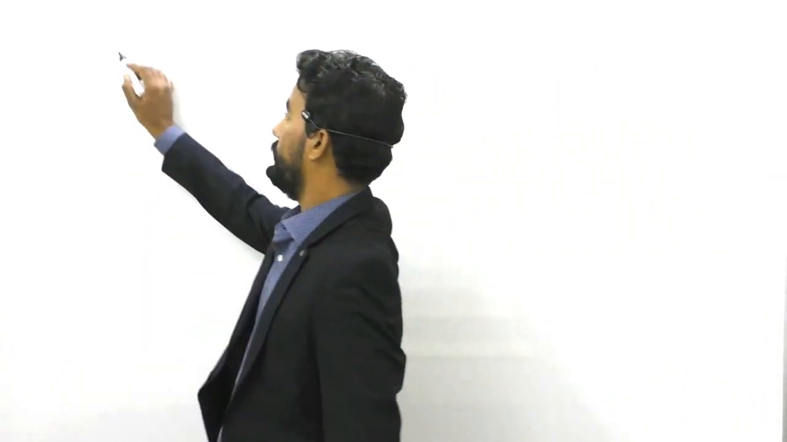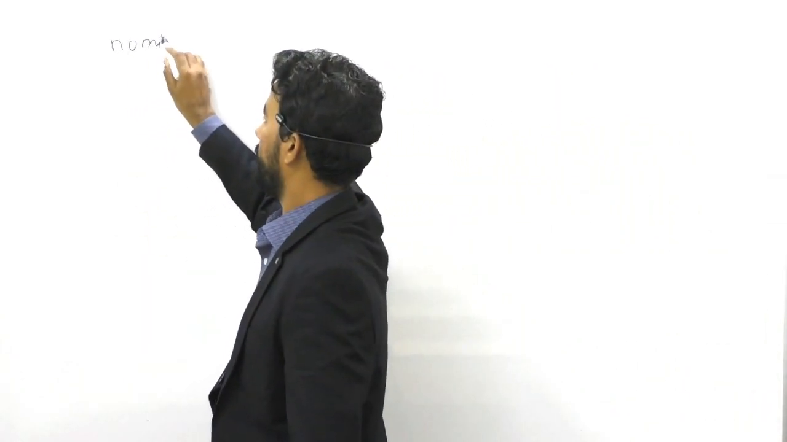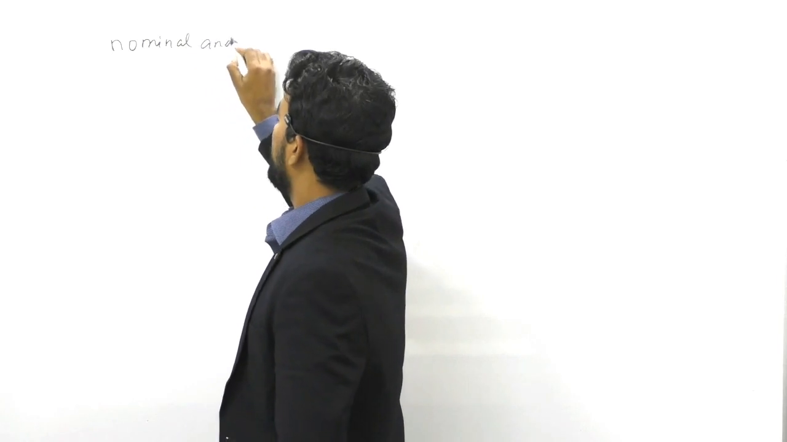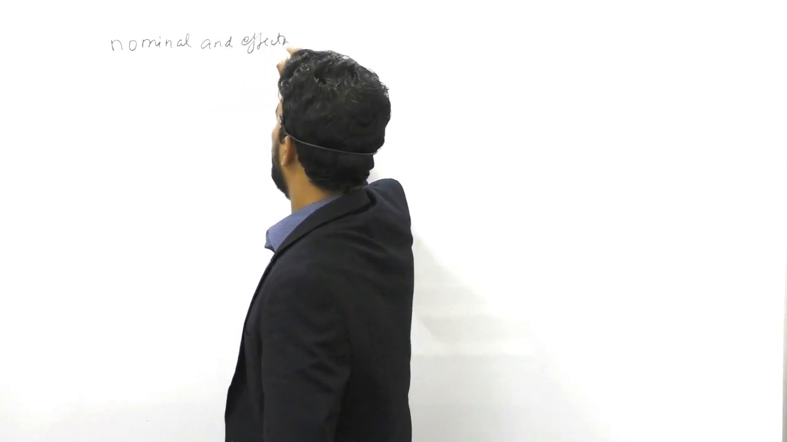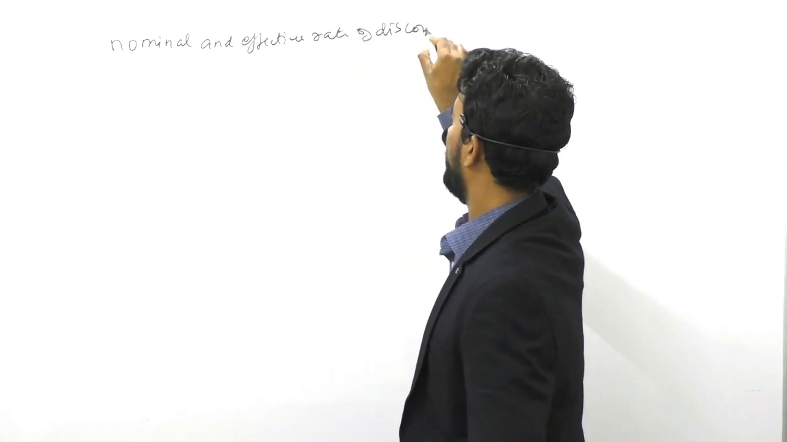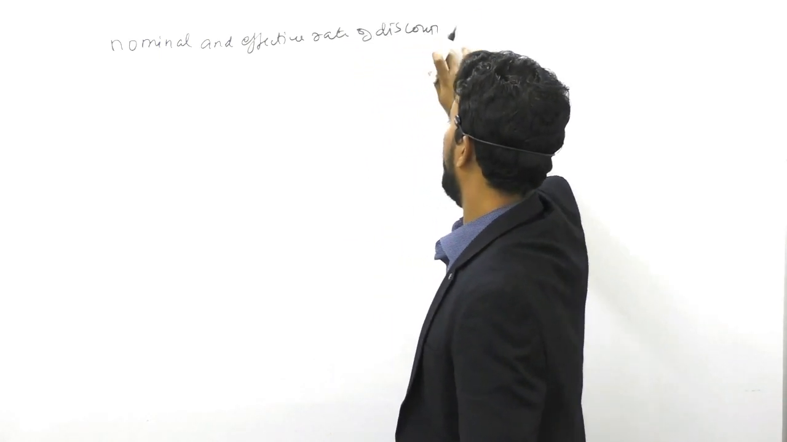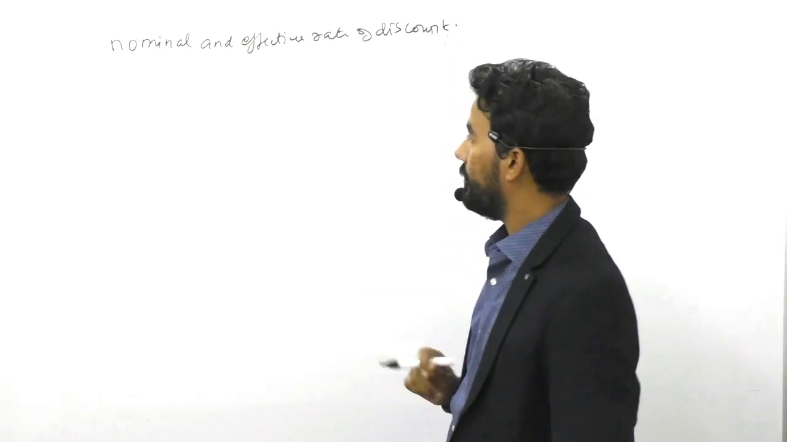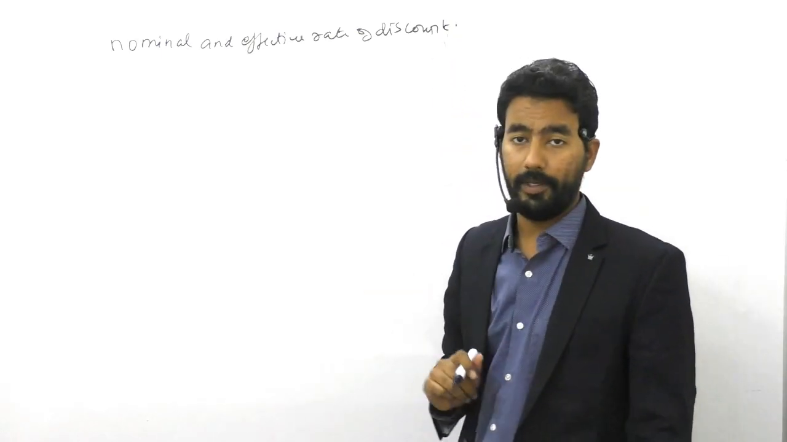So the next topic is nominal and effective rate of discounts. Earlier it was interest rates, now it is discounts. It works similarly, there is not much difference. So now having understood the notations for interest rates, I can feel free to write the notations for discount rates directly.